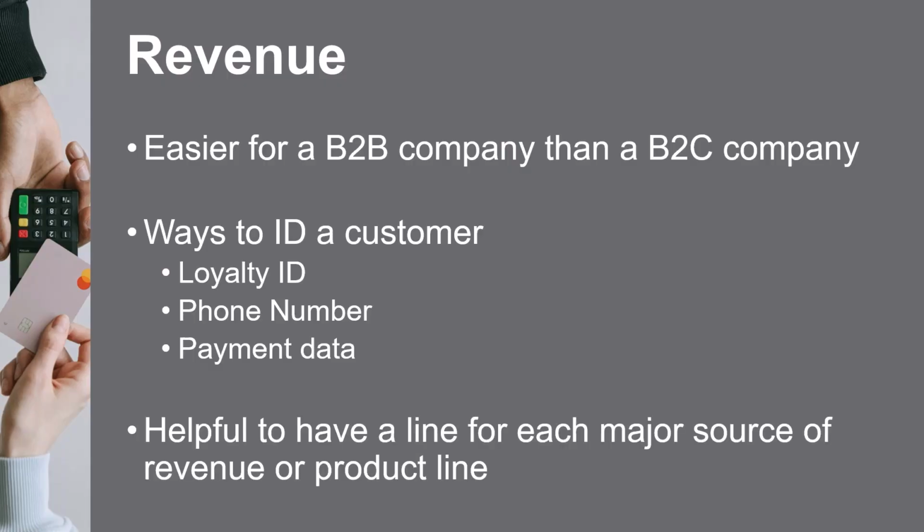I listed only one line for revenue in my simple income statement, but it's often beneficial to have a line for each major source of revenue from a customer. In banking, this might be the interest income from each loan or type of loan. Some companies may break it down by product line.